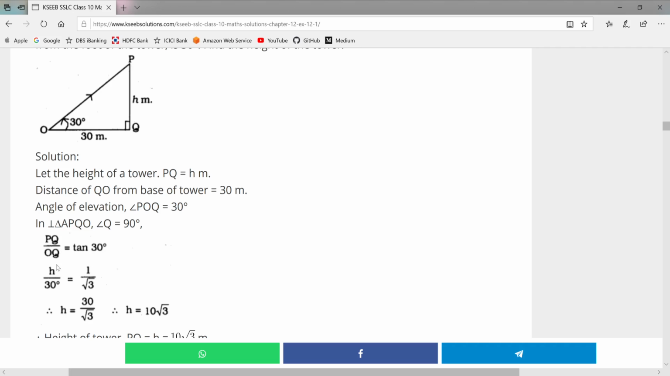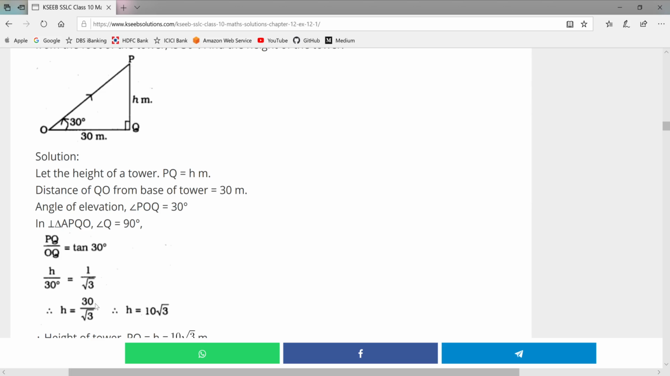So PQ is H meter, and OQ is 30 meter. This is not the degree. Some mistake has been done here, so make it only 30, not the degree. Find the height of the tower, that is H. You have to keep it here only. The 30 degree goes to that side, the 30 meter goes to that side.